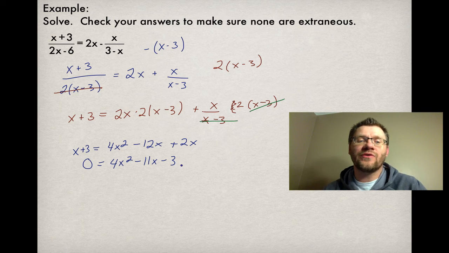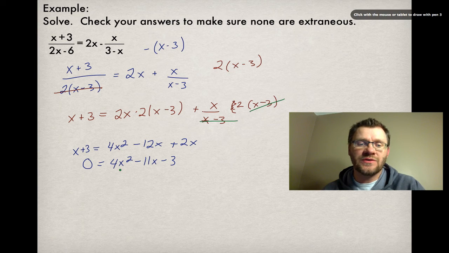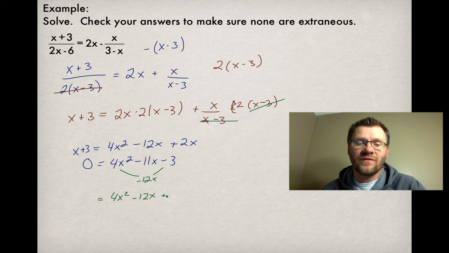Now, you could use the quadratic formula again, but this one you can actually solve using decomposition. So I'll give an example of decomposition. We need two numbers that multiply together to give you 4 times negative 3, which is negative 12. So we are looking for two things that multiply to negative 12 but add to negative 11. And that would be negative 12x and positive x.